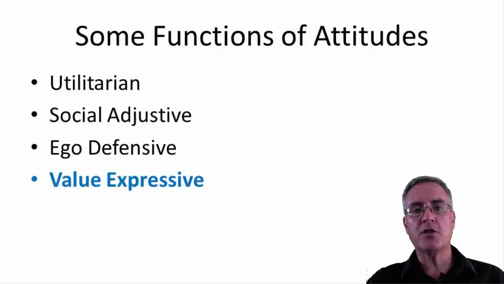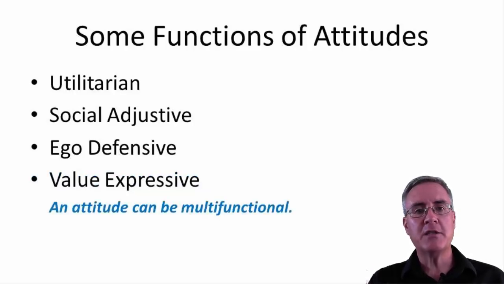The vegan example also illustrates one final point. Attitudes can be multifunctional. You can have an attitude that serves two or more functions. It is possible, for example, that our vegan's attitude towards his lifestyle serves utilitarian, social adjustive, and value-expressive functions. It's an attitude that helps him to live longer, have more friends, and be true to self. Another example. You might like a particular dental product because it helps you to prevent cavities, which is utilitarian, but also helps you to get dates, which is social adjustive.